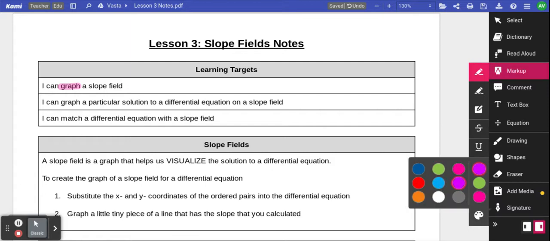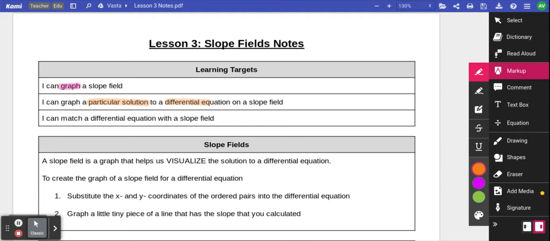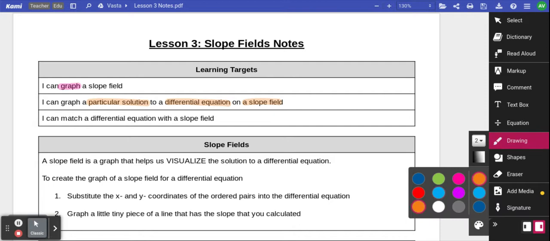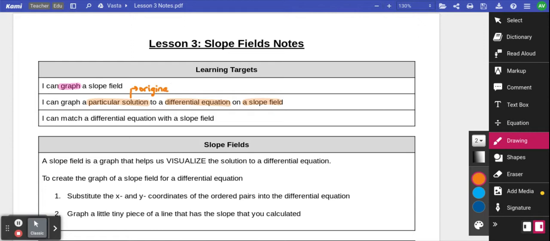The second learning target is I can graph a particular solution to a differential equation on a slope field. So once we have the graph of something called a slope field, which we're going to learn how to do, we are going to use that to find particular solutions of differential equations. Again, as a reminder, whenever I ask you to find the particular solution for a differential equation, what I'm really asking you to do is find the original equation.